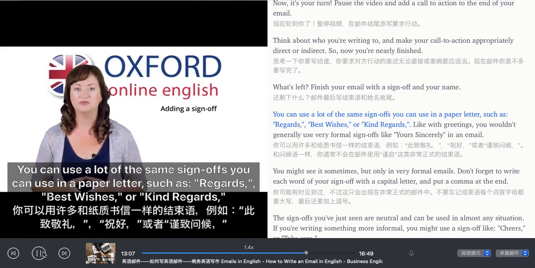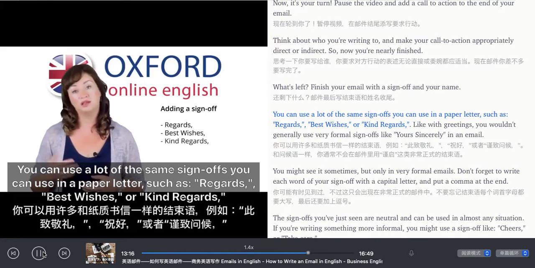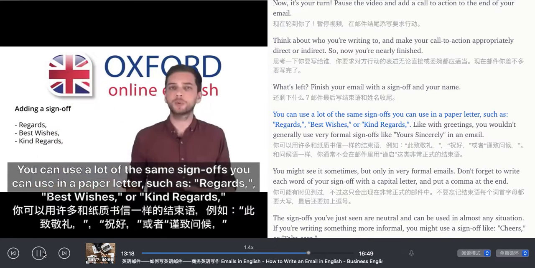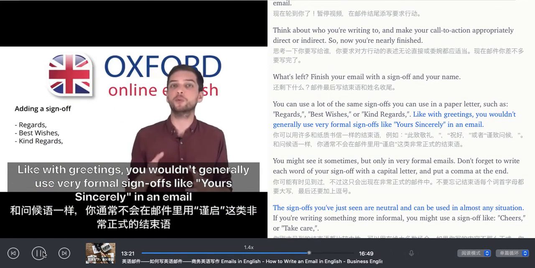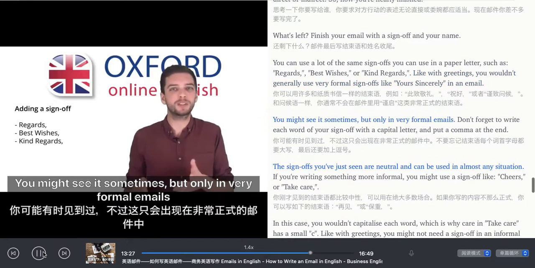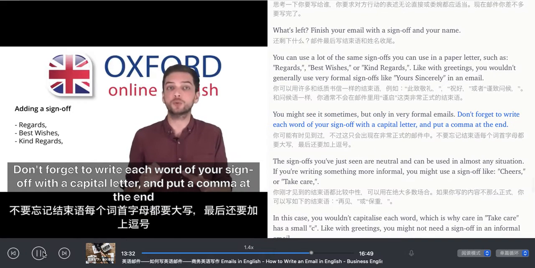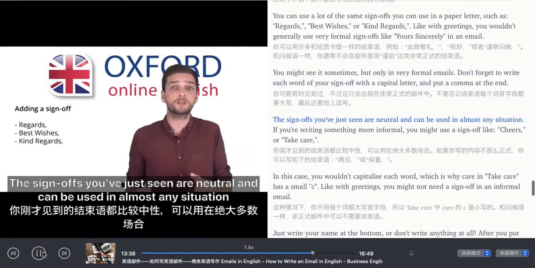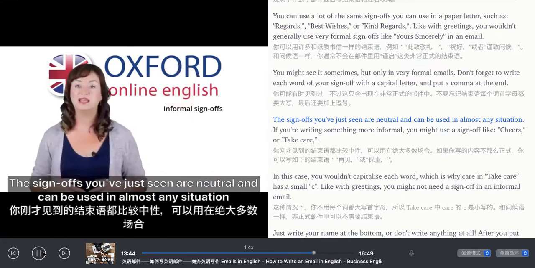You can use a lot of the same sign-offs you can use in a paper letter, such as "Regards," "Best wishes," or "Kind regards." Like with greetings, you wouldn't generally use very formal sign-offs like "yours sincerely" in an email. You might see it sometimes, but only in very formal emails. Don't forget to write each word of your sign-off with a capital letter and put a comma at the end. The sign-offs you've just seen are neutral and can be used in almost any situation.